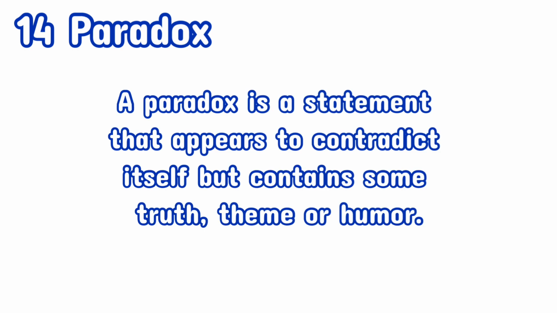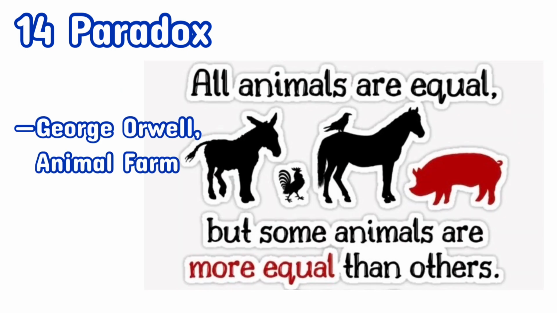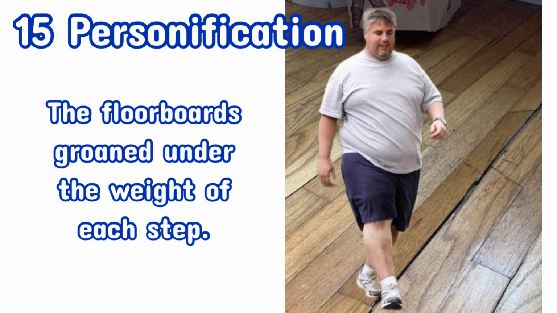Number 14. Paradox. A paradox is a statement that appears to contradict itself, but contains some truth, theme, or humor. Example. All animals are equal, but some animals are more equal than others. George Orwell, Animal Farm. Number 15. Personification. Personification is assigning human attributes to non-human things. Example. The floorboards groaned under the weight of each step.